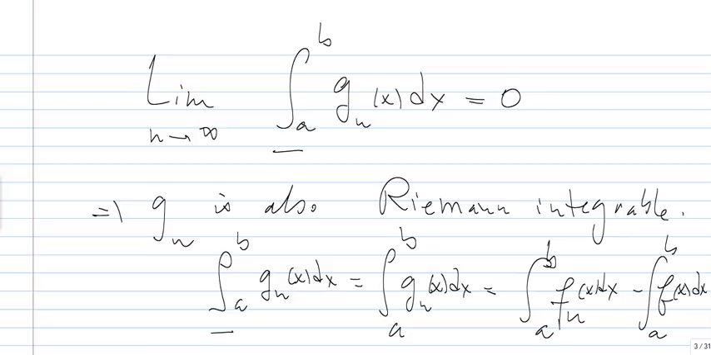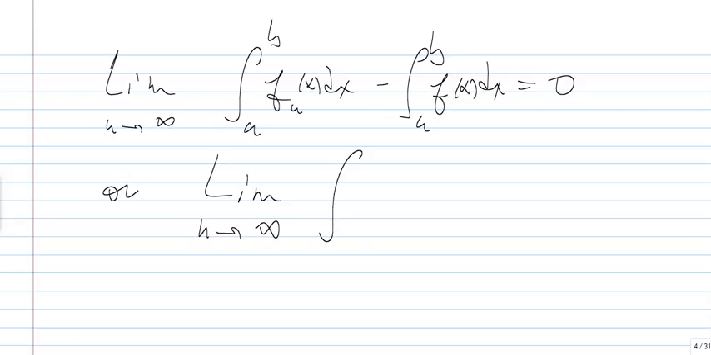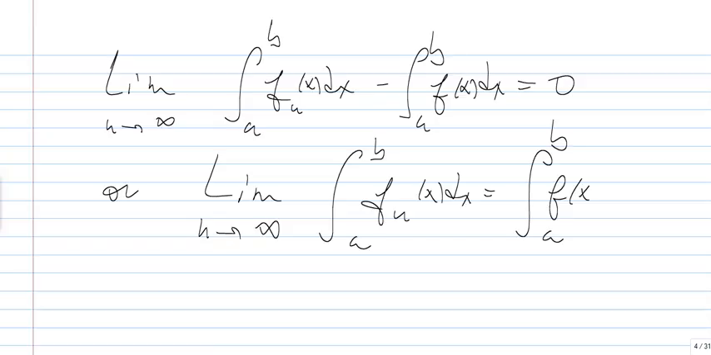Okay? So we conclude that the limit when n goes to infinity of the integral from a to b of fn(x) dx minus the integral from a to b of f(x) dx is equal to 0, or the limit when n goes to infinity of the integral of fn(x) dx is equal to the integral of f(x) dx. Of course, the assumption of the fn's being decreasing is extremely important. Otherwise, the theorem is false.